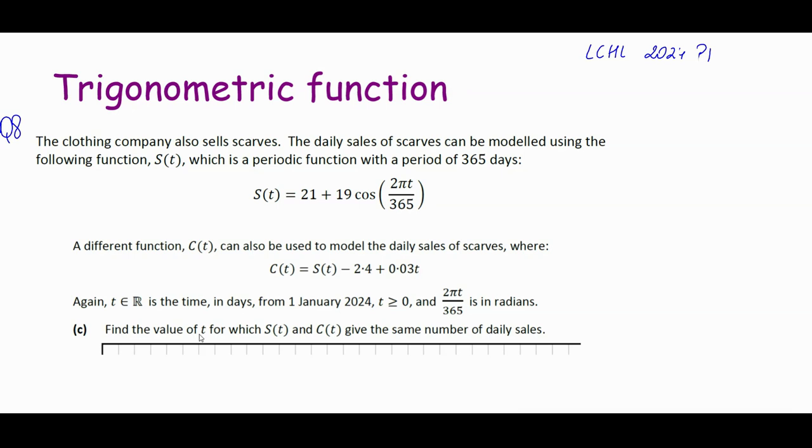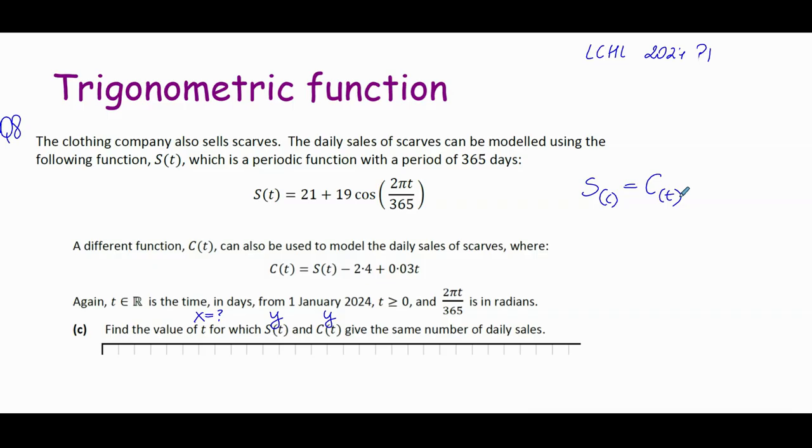And here we have to find the value of t, meaning what? Find the value of x. Don't forget, it's always about x and y, for which, and here we have value of y for s function and the value of y for c function give the same number of daily scarves. So basically they are saying that when one function is equal the other function. That's what they are saying.